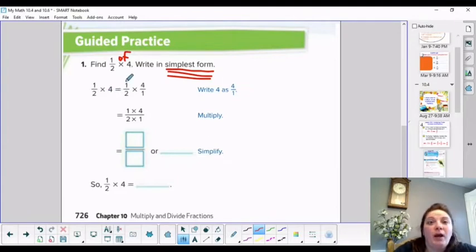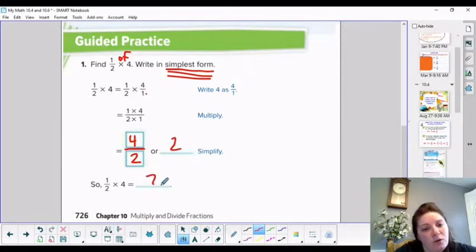If we wanted to practice the procedure, we make 4 a whole number by placing a 1 underneath as the denominator, and then we multiply across. 1 times 4 is 4. Multiply your denominators. 2 times 1 is 2. Remember, fractions are division. So 4 over 2 is 4 divided by 2, which is 2. So half of 4, or half times 4, is 2.